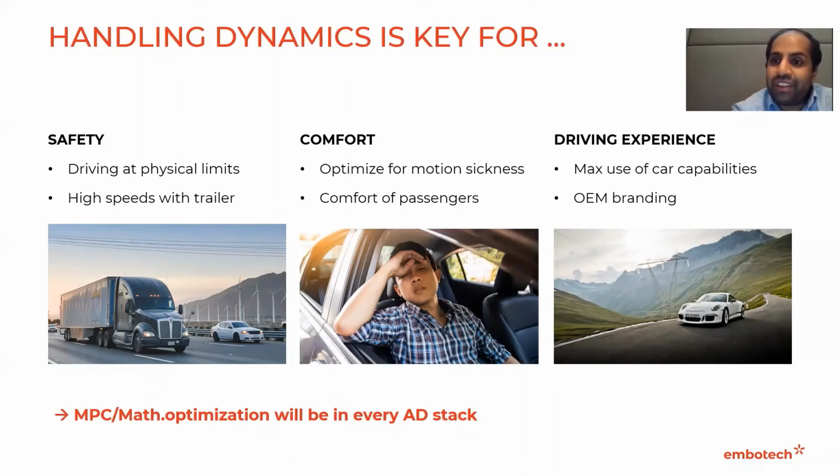So let's assume you have a sports car, then you also want to use what you have in terms of car capabilities. And you see these requirements, or these different aspects, let's call them, are quite complicated to satisfy at the same time. And here, MPC and mathematical optimization becomes very crucial because you're able to actually fulfill all these requirements. MPC mathematical optimization will be in every autonomous driving stack, because with classical controllers, it's very, very hard to comply with all the different aspects.